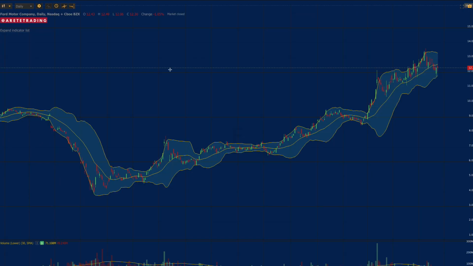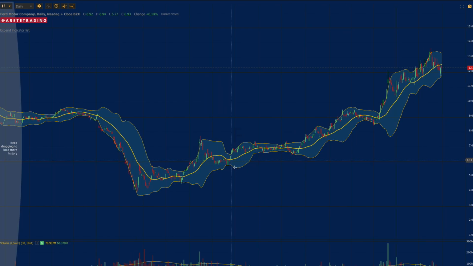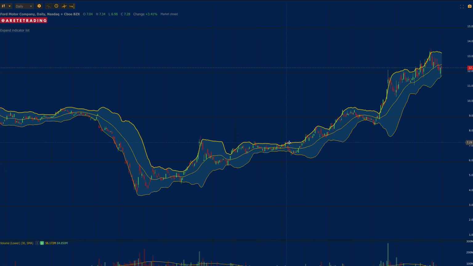Now, you can see it even here with something as simplistic as Ford. See how you get tighter in here between the upper and lower? You can almost tell when it's going to happen once you start to learn how to read them. And then from this base, you had this move.